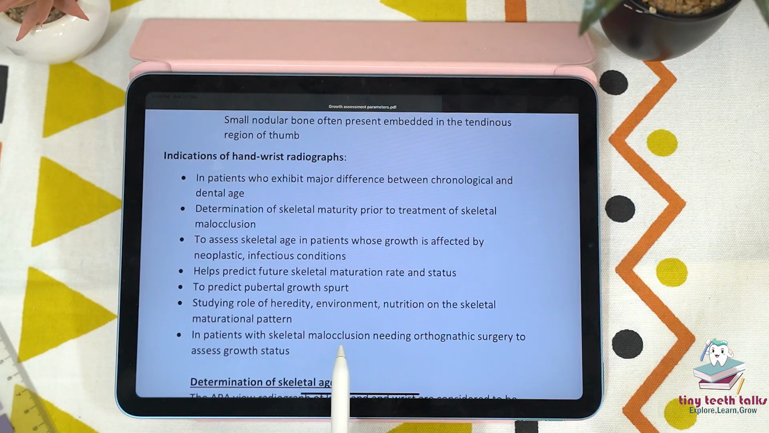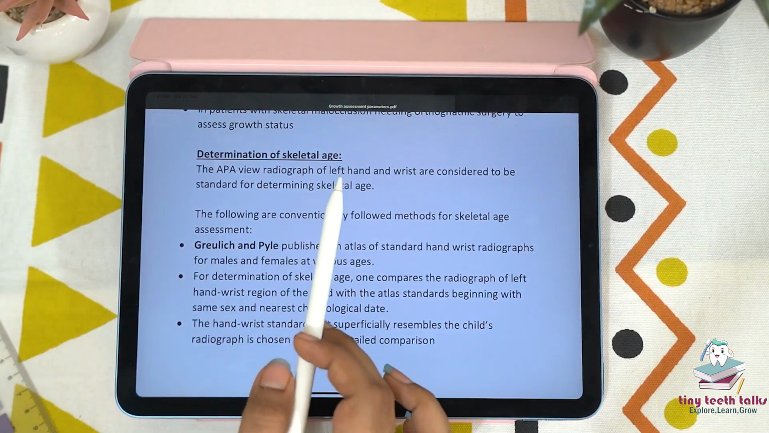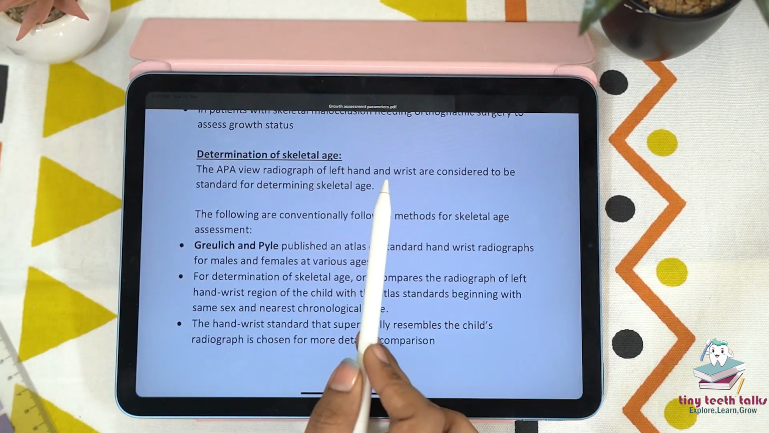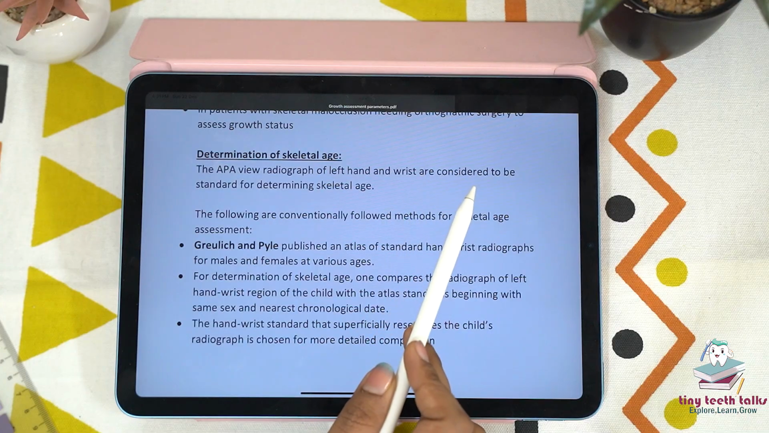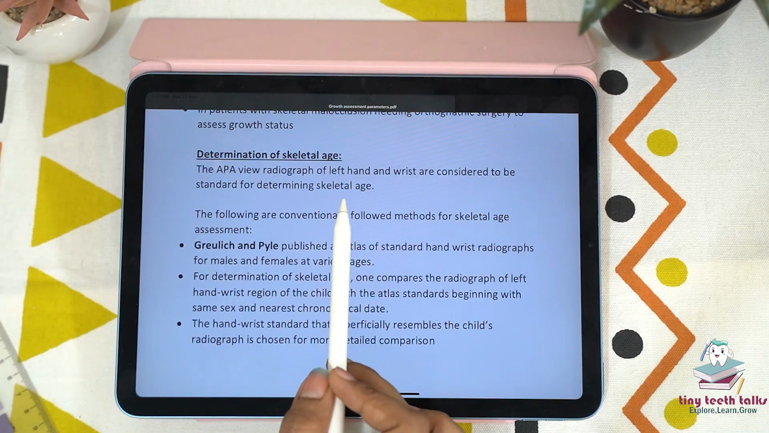In patients with a skeletal malocclusion needing orthodontic surgery, to assess growth status. For a patient with skeletal malocclusion requiring orthodontic surgery, hand wrist radiograph helps determine the best timing for surgery based on the patient's growth status. Coming to the determination of the skeletal age, the PA view radiograph of the left hand and wrist is considered to be standard for determining skeletal age.